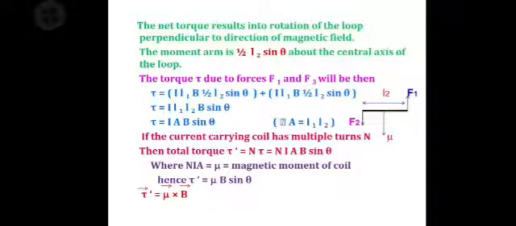Here NIA is called the magnetic dipole moment of a coil, or simply the magnetic moment of a coil, and it is denoted by mu. So hence you can write tau dash is equal to mu B sine theta, or tau dash is equal to mu cross B. So this is the torque acting on a current loop. This derivation is important. You have to learn this derivation.